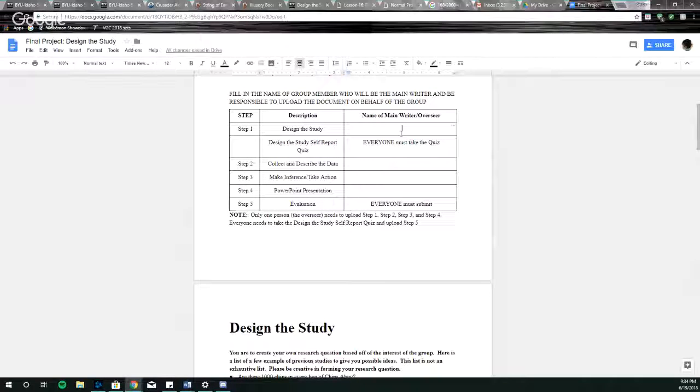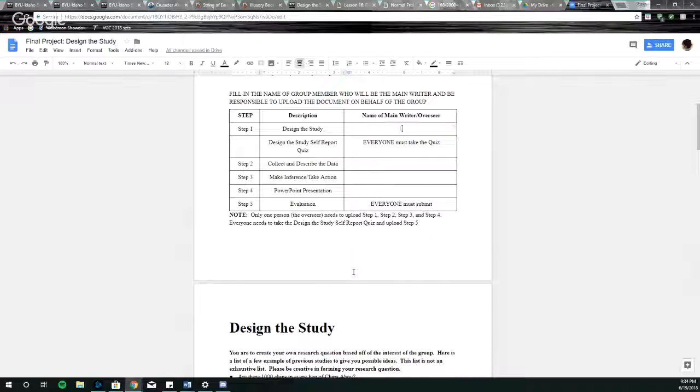So I guess we're both doing the design the study, because one person is supposed to take control. Like we're supposed to help each other with each step. Each one of us should do one step, that's what it looks like. There's a main person for each section. I don't know if you just want to do every other one.